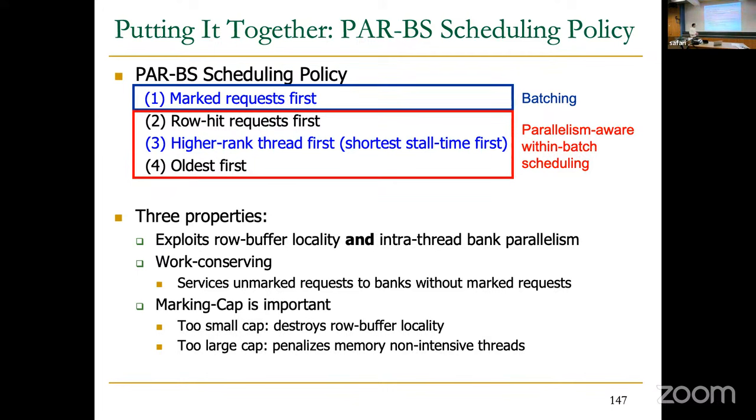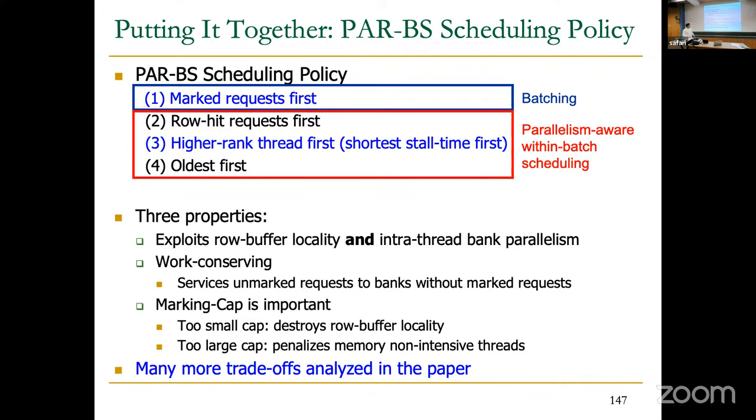If you have a too large of a cap, the problem with that is the threads that we wanted to prioritize produce very few requests, right? So you can imagine they will contribute only a few requests to each batch. But if we set the cap too large, that means we're bringing in too many requests from those threads that are memory intensive. And what that will do is the next request that this poor thread generated will fall out of the batch. And it will take a long time for us to be able to serve that request. So it'll increase the latency we imposed on that poor thread.